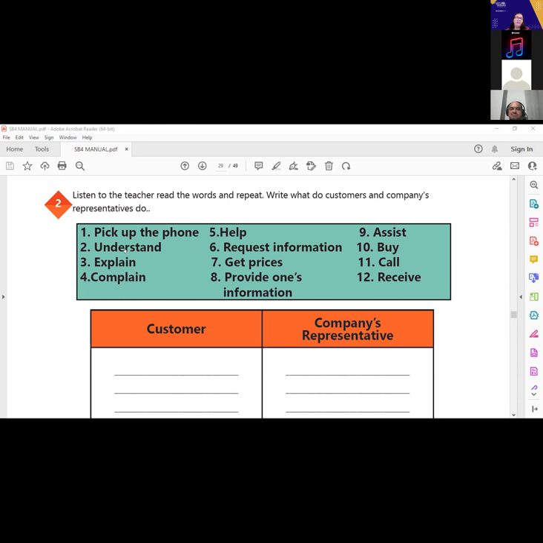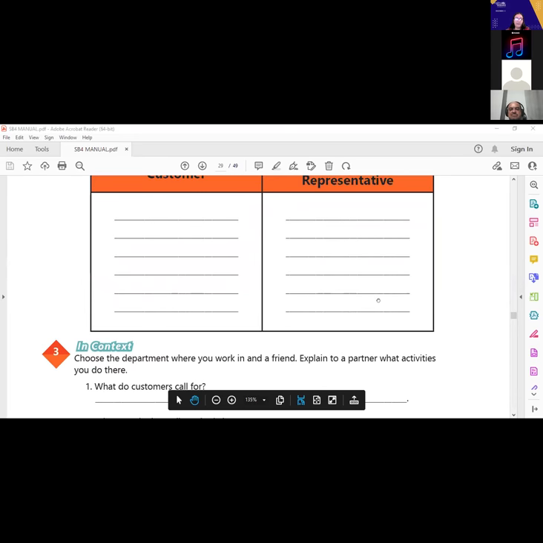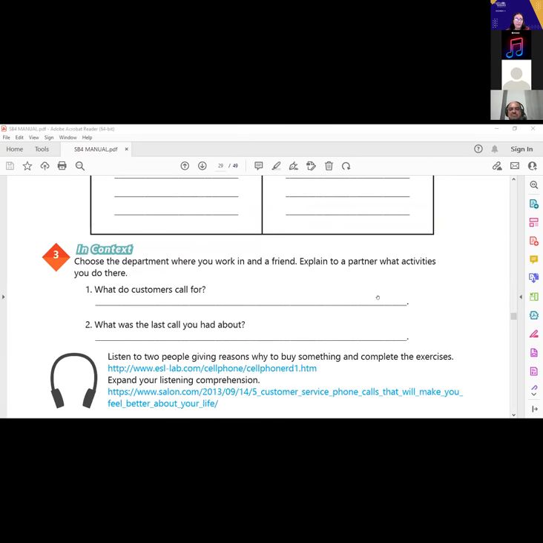¿Cuál de este vocabulary usaría el customer? ¿Y cuál de este vocabulary usaría el company's representative? Ustedes pueden escribirlo. Igual yo les voy a mandar un slide para que lo hagan si lo quieren hacer de forma virtual. Y luego discuten estas dos questions.